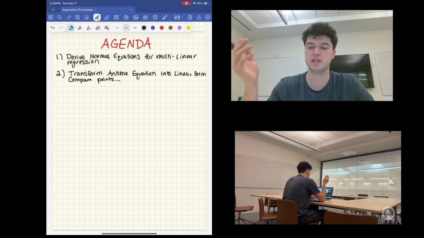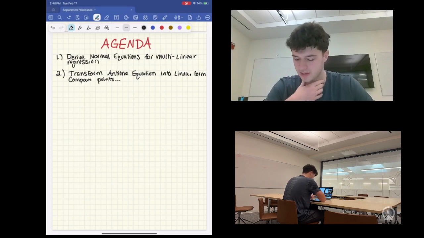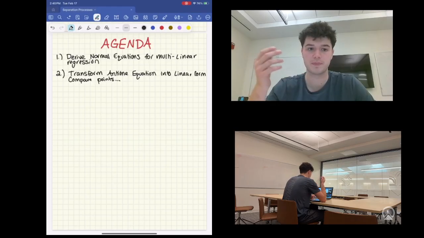And to do this, we will be using the geometric argument that the residual must be perpendicular to the columns of the design matrix. I know that sounds rather complicated, but we will go through it step by step and explain that. And the second part is we are going to transform the Antoine equation into linear form.